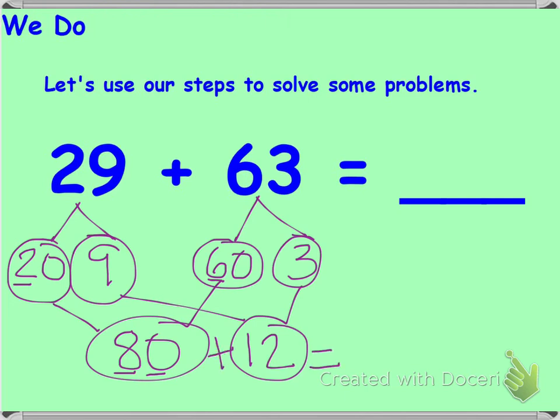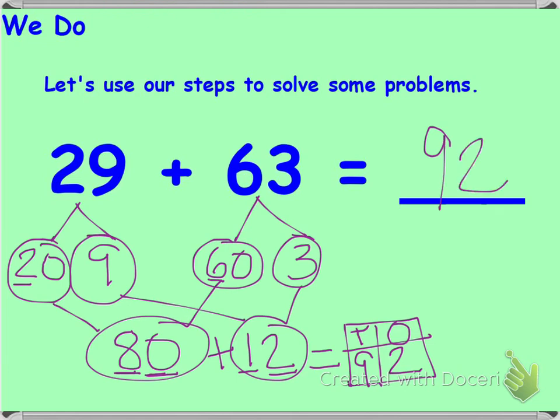80 plus 12. Well, 2 ones plus 0 ones is 2 ones. And then 1 ten plus 8 tens equals 9 tens. So it's 92. Now, let's double check that with a picture.